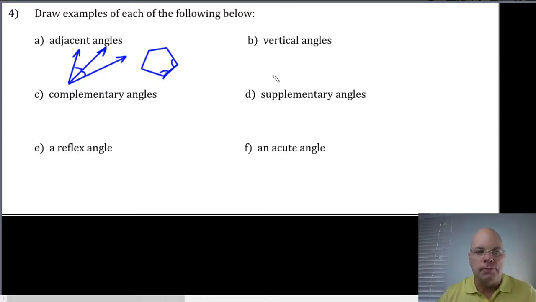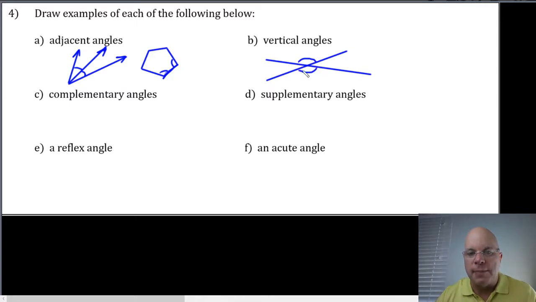Vertical angles are formed by intersecting lines. So if you just draw some intersecting lines, you can mark a pair of vertical angles. So I'll choose these two. Vertical angles are opposite each other and they're congruent. There's another pair of vertical angles. Anytime you have intersecting lines, you have two pairs of vertical angles. This is the other pair.